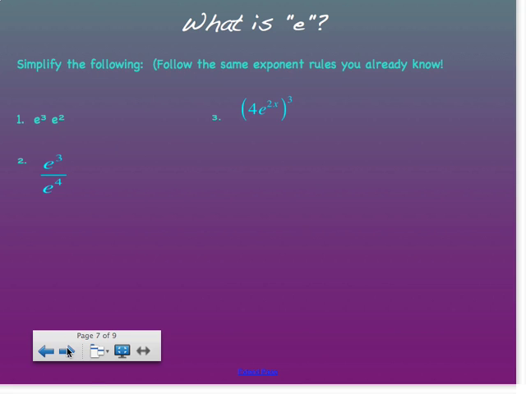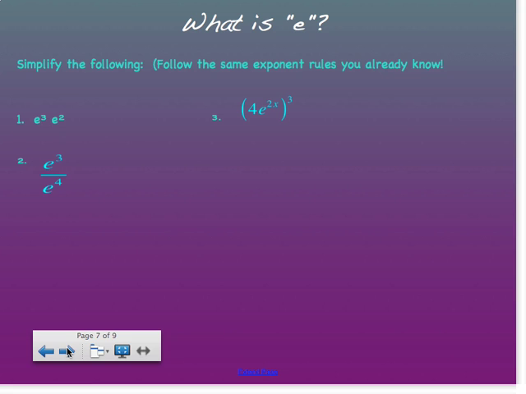Now, it's also going to ask you, how do you work with these things? If I give you an e in some sort of algebraic expression, how do you work with them? Here's the beautiful part. It doesn't change anything else from what we usually do with our exponent rules. So like in number one, we have e to the third times e squared. If that's the case, I have a base times a base, and the bases are the same. It's just like saying x cubed times x squared.